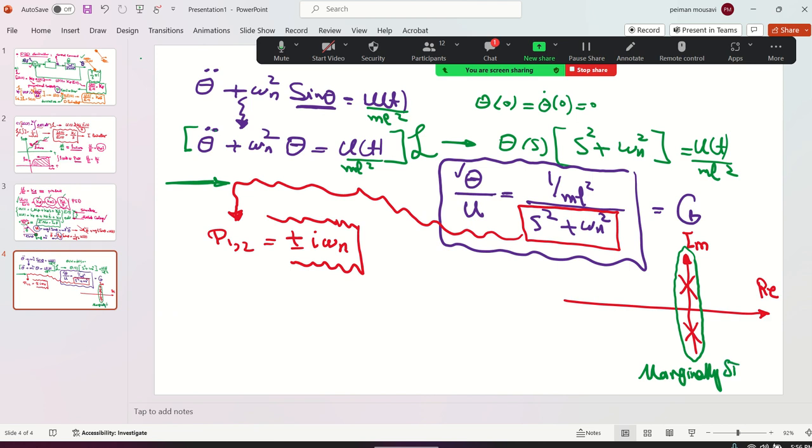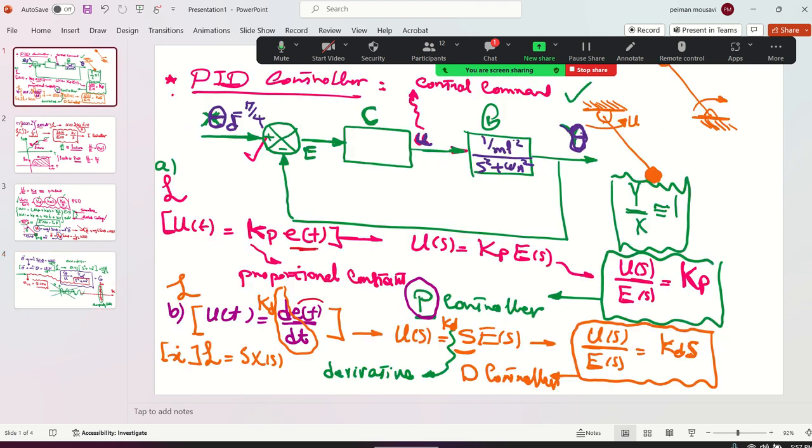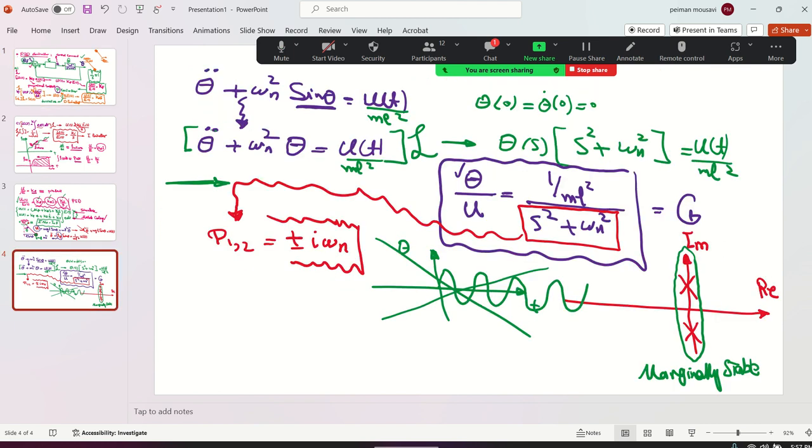Marginally stable means if you plot theta after linearization versus time, as you know, it's going to oscillate forever. But this is not good because your boss asks you to keep the pendulum at 45 degrees. Your boss wants this from you.